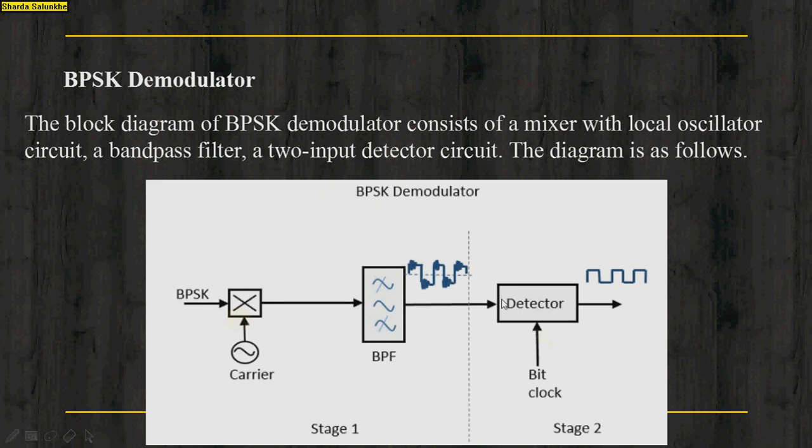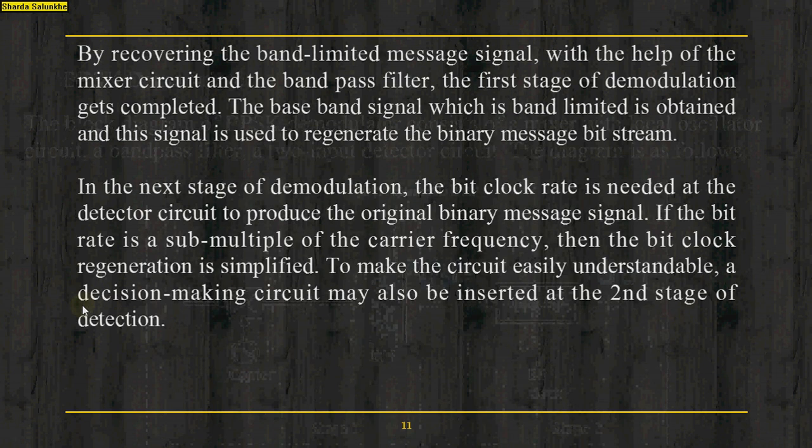So as per the clock signal, the detector is nothing but the decision device which takes the decision regarding the available phase, indicated as a logic 1 input or logic 0 input. So if it is a negative phase, then logic 0; if it is a positive phase, then logic 1. In this way the detector detects the output and recovers the original signal. By recovering the band limited message signal with the help of the mixer circuit and the band pass filter, the first stage of the demodulation gets completed.